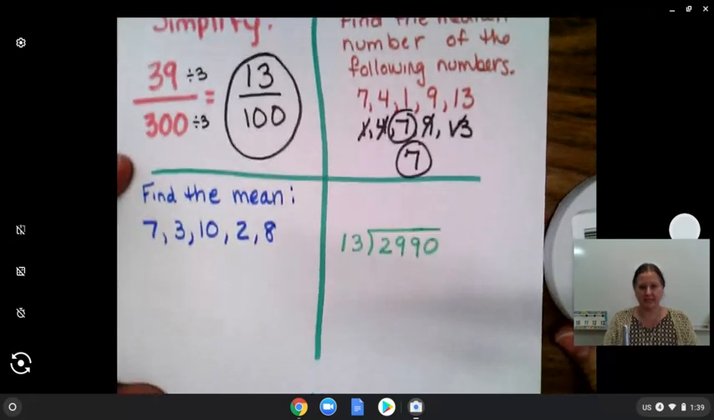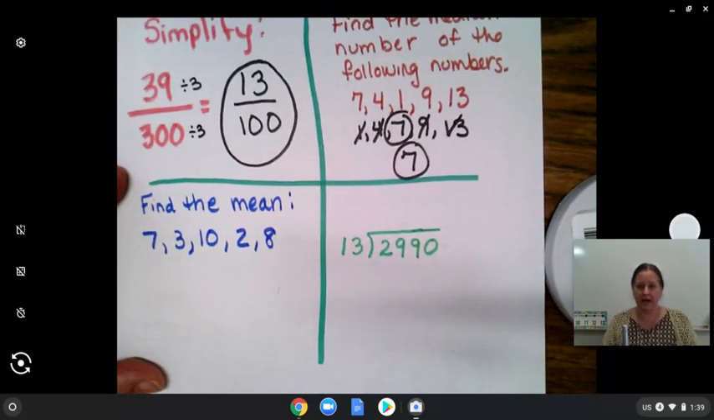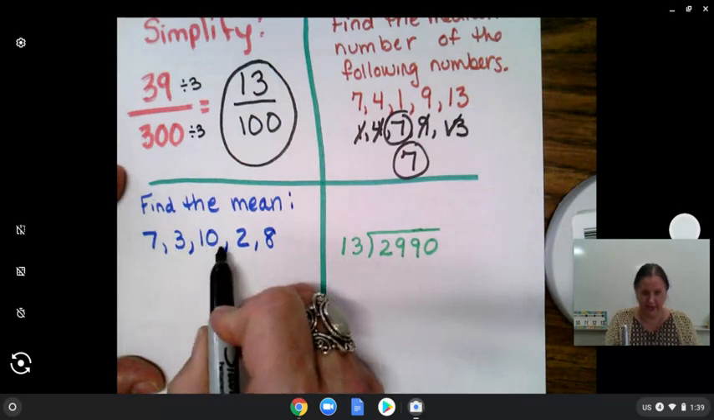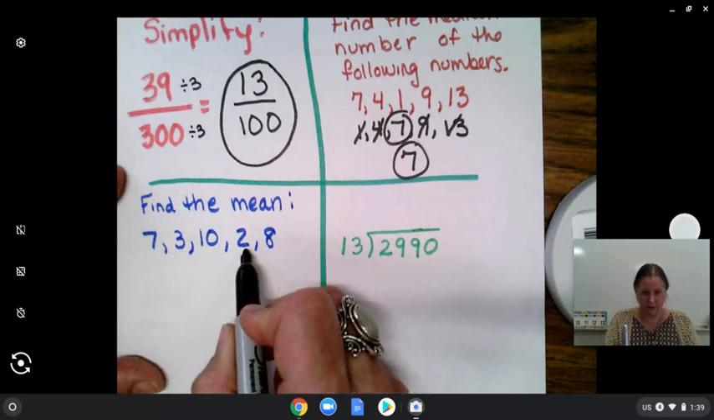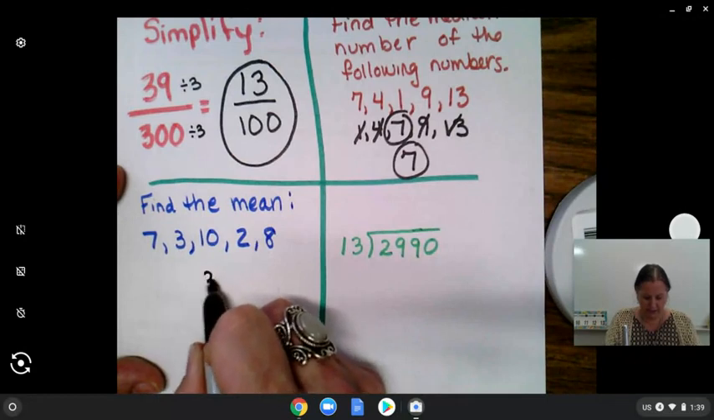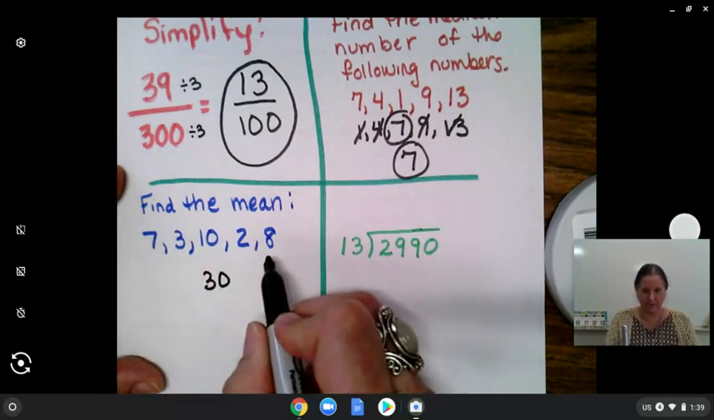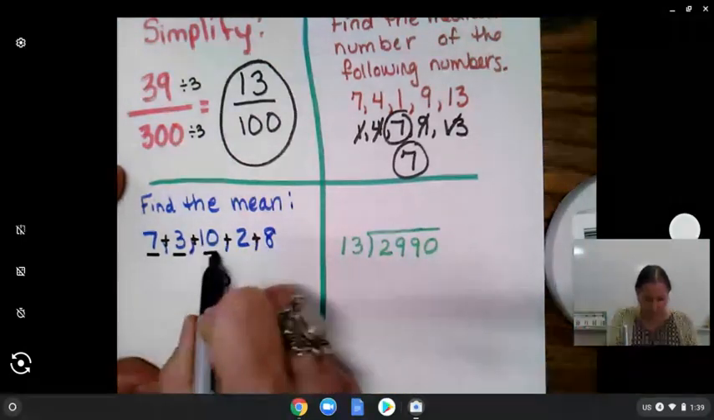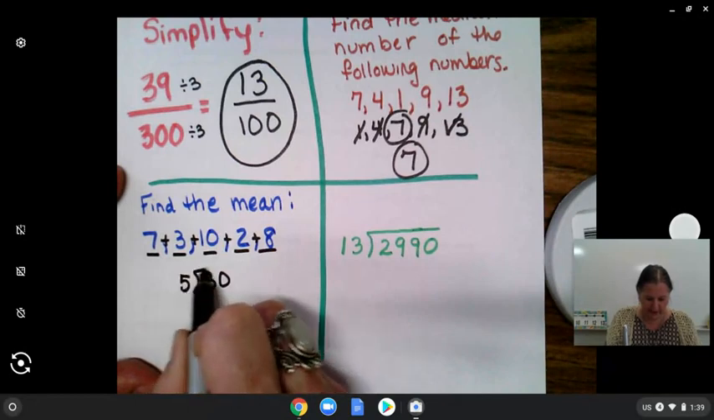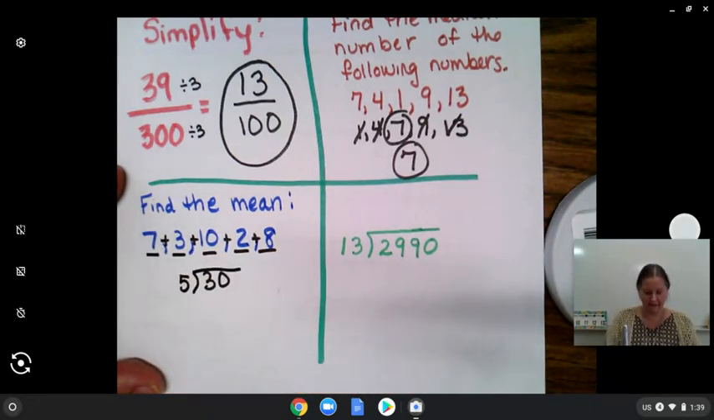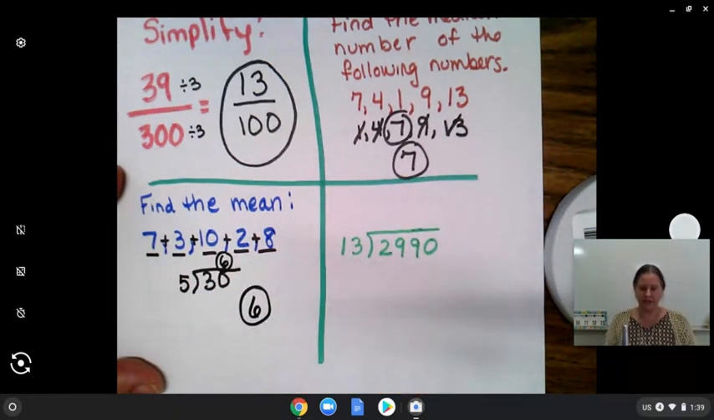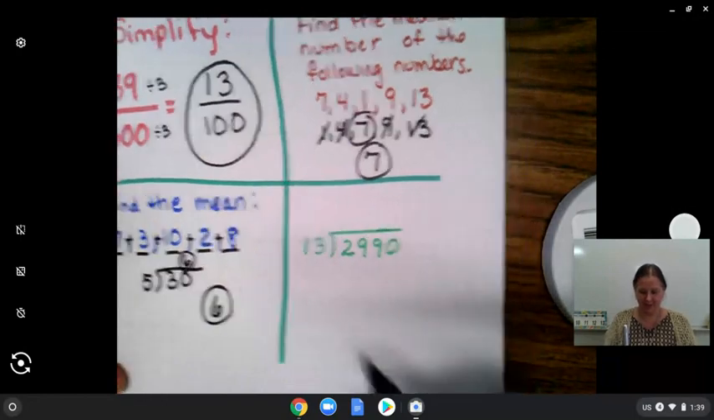The mean is the same as the average. The mean is when you add up all the numbers together and divide by the number of numbers. So 7 plus 3 is 10, plus another 10 is 20, plus 2 is 22, plus 8 is 30. So I have 30 when I add all of these numbers up together, if I put addition signs there. And then I have 1, 2, 3, 4, 5 numbers. So I have to divide that 30 by 5. 5 fits into 30 6 times, so my mean, my average, is 6. All right, let's try this one.